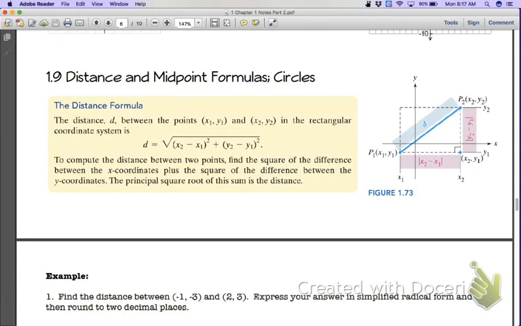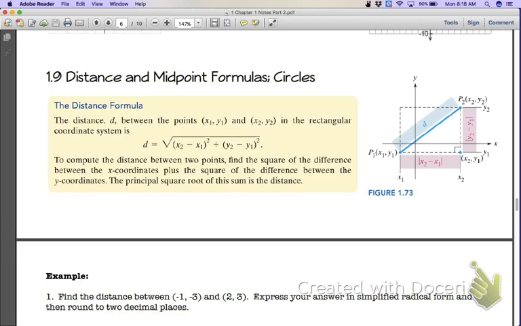All right, so in 1.9, a lot of what we're doing, the major part, is going to be with circles. You should have a pretty good grasp of the distance formula and midpoint formula, but realistically, the distance formula is the same thing in circles, it just looks different. It's really the same formula as the circle formula, but it's a little bit different because we've already taken one step into it.